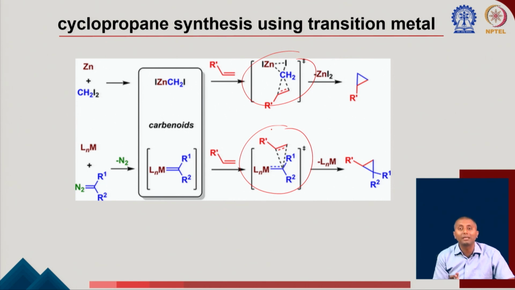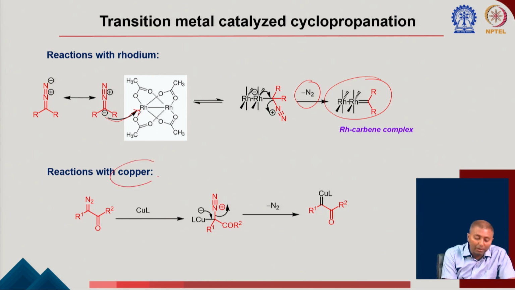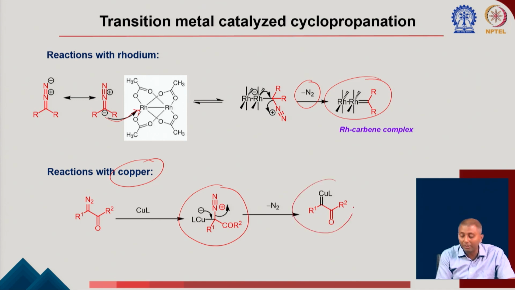As I mentioned, it can go via a concerted mechanism or a stepwise mechanism to form the corresponding cyclopropane. So here is an example about rhodium tetraacetate. In rhodium tetraacetate, you have this axial position where this diazo compound can get attacked, and after eliminating the nitrogen, it can form this corresponding rhodium carbene complex, and this rhodium carbene complex can react with the olefin to form the cyclopropane. Then this can happen using copper. Very similarly, it can form some sort of a carbenoid species, then goes to the copper carbene. From there it can go to the corresponding cyclopropane.